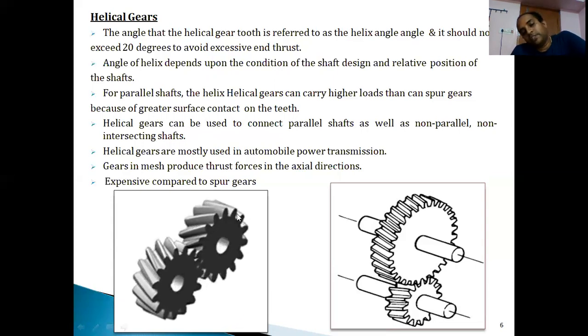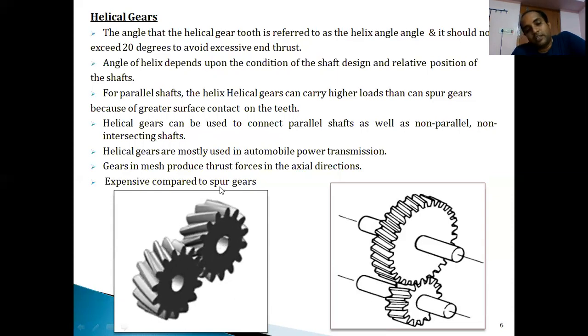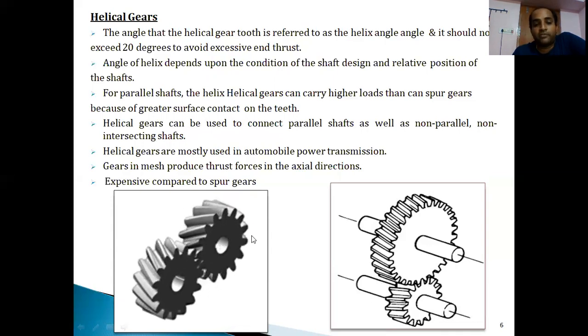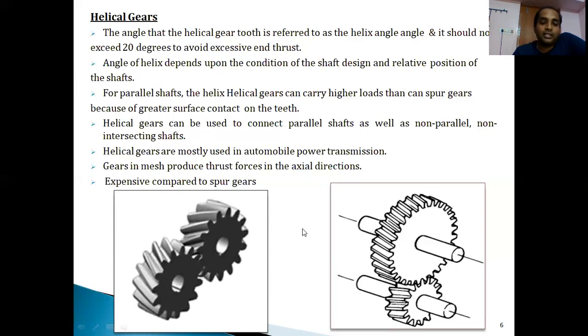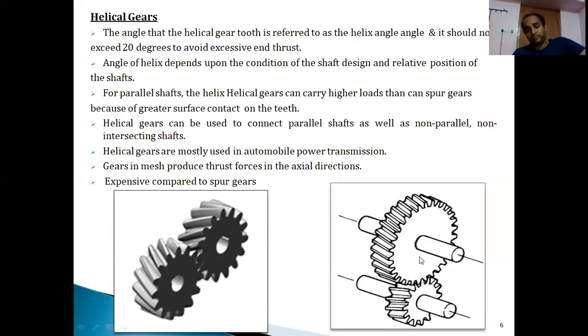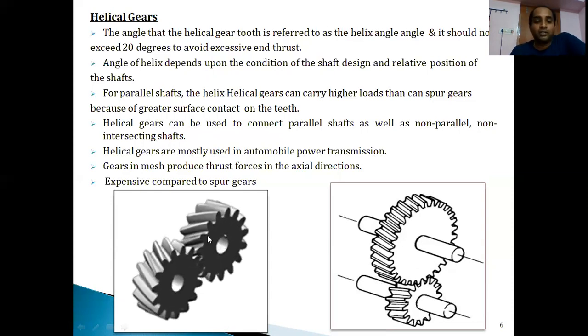That is the reason these teeth are very tough and hard, and they can bear more weight. When we go for helical gears, as we have discussed, especially for heavy applications, especially for power transmission in vehicles or the automobile sector, we prefer helical gears. The gears we use for meshing here can produce some thrust force in the axial direction also. But the design of these gears plays a very important role.